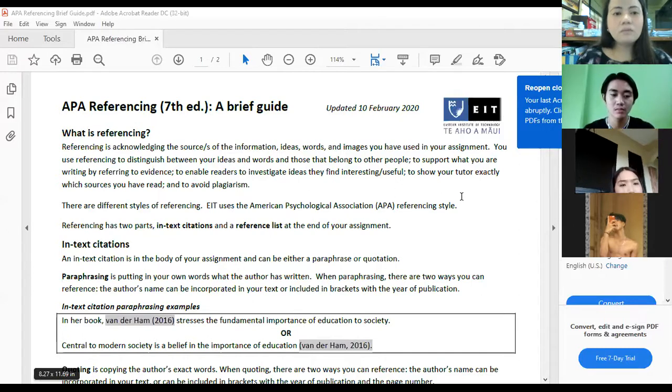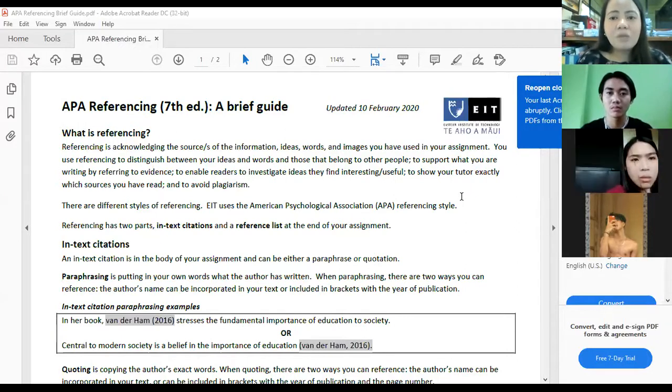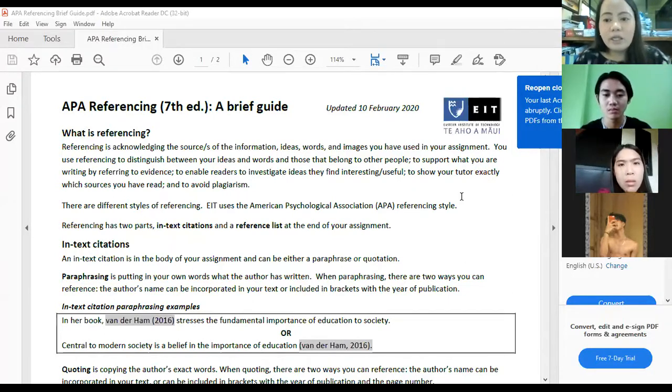Okay. Now, as you can see, it says here, referencing is acknowledging the source of information, ideas, words, and images you have used in your assignment. So, when we do referencing, you are expected to acknowledge the owner of the idea, of the words and images that you are using in your assignment or research output.